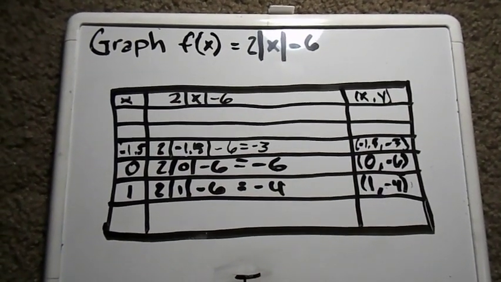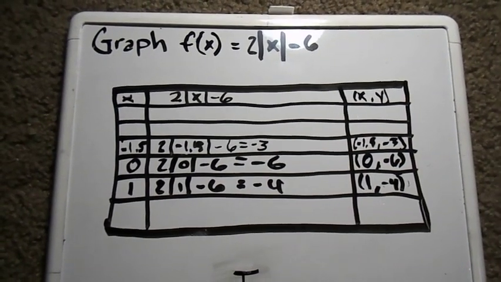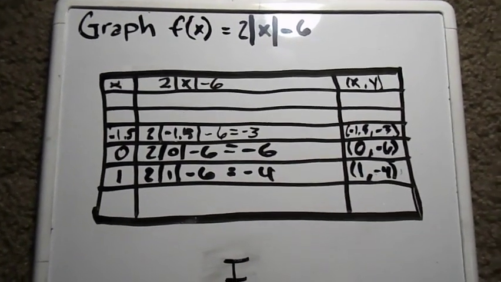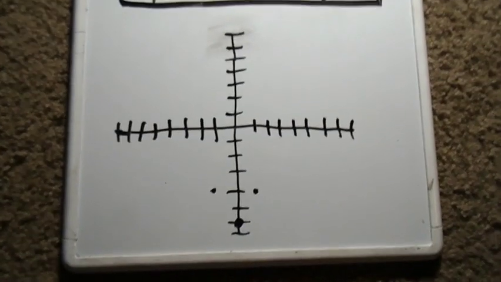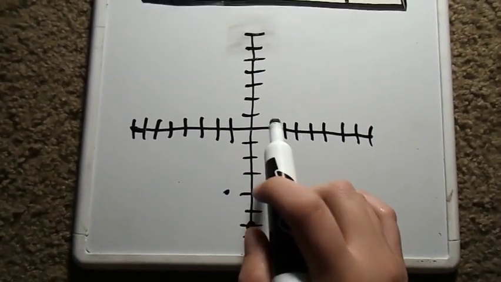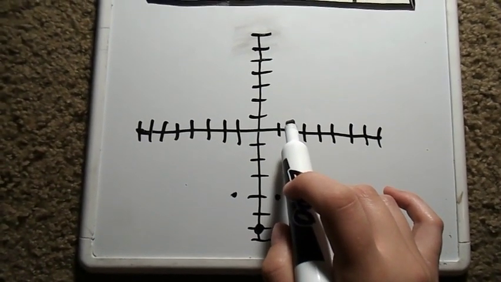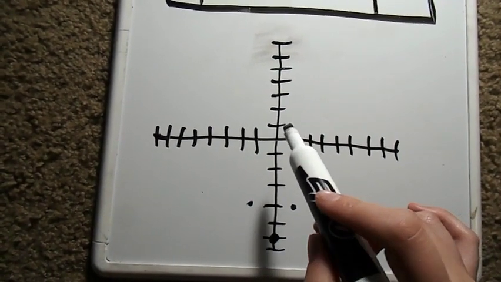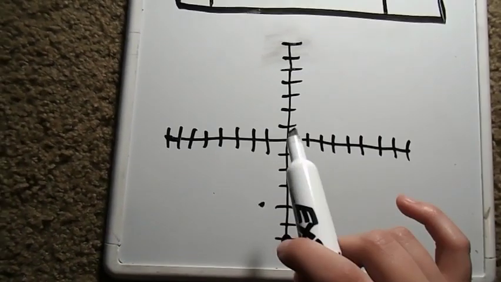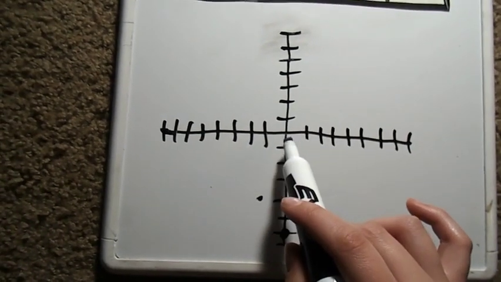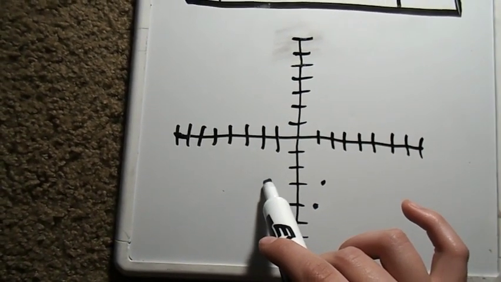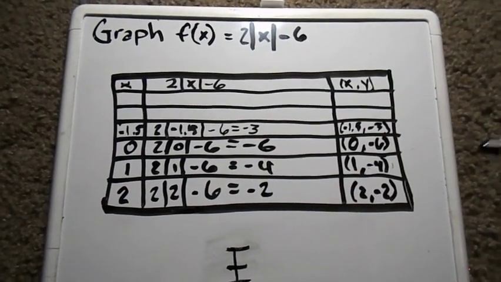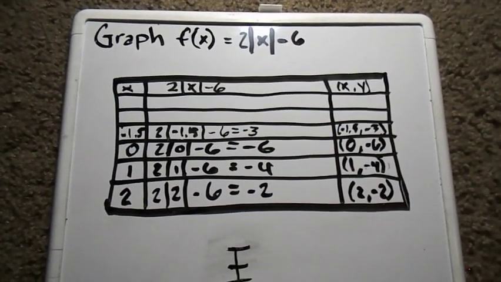Now I put in negative 1.5 for x. So I do 2 times the absolute value of negative 1.5, minus 6, which in this case would equal negative 3. Now, when I graph this, I go over negative 1.5, and then go down negative 3: 1, 2, 3. But then I also have to do positive 1.5, because as I've said before, it is an absolute value, so you do positive and negative. So you go positive 1.5, and then go down negative 3.